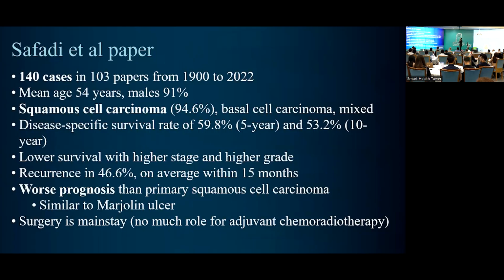The highlights of the paper are that you have 140 cases of pilonidal carcinoma in the literature from 1900 till 2022. Now, these are reported. So if we add the case of Dr. Omar that we had, it would be 141, but you haven't reported it yet. You can see that the mean age for pilonidal disease itself was 20 years. The mean age for pilonidal carcinoma is around 50. So they're older patients. Again, the majority are males. Of course, the majority are squamous cell carcinoma.